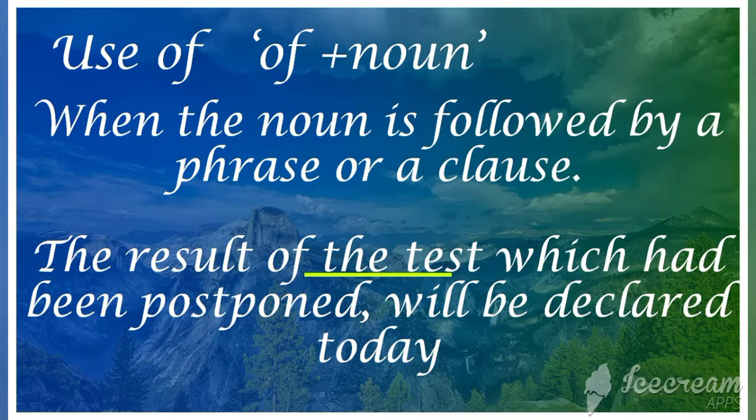And then the second form, when the noun is followed by a phrase or a clause. The example is: the result of the test which had been postponed will be declared today. So when the noun is followed by a phrase or a clause, we use of. Here you can see the test is a noun and it is followed by a phrase, which is will be declared today. So for this we are using of.